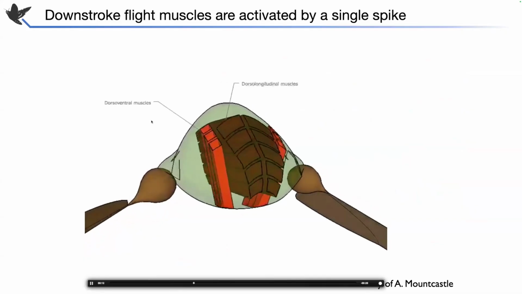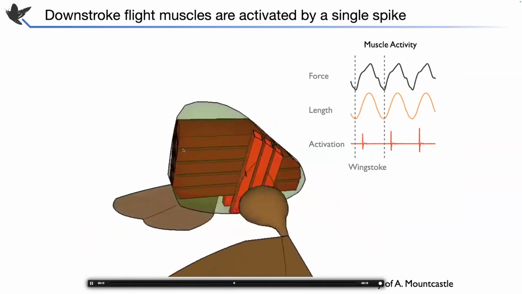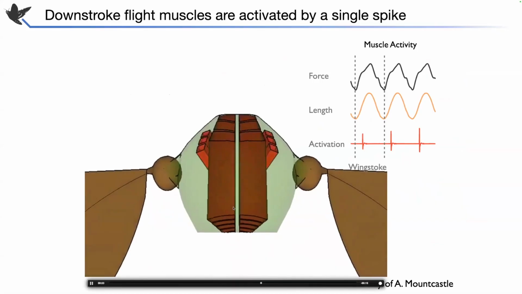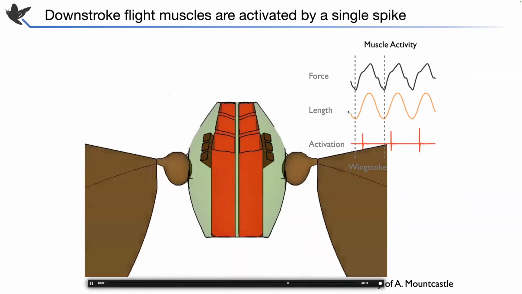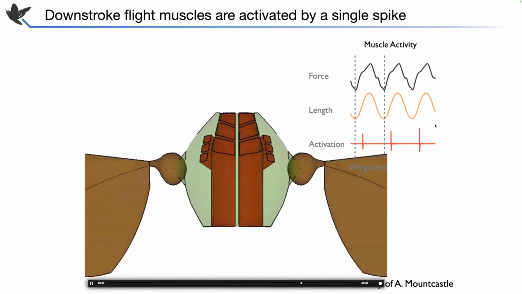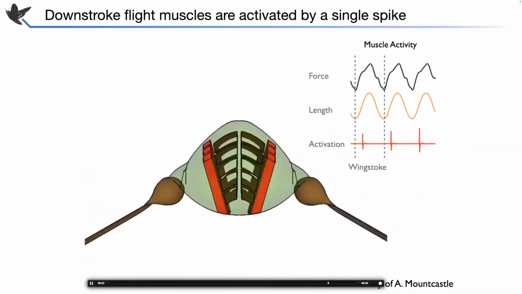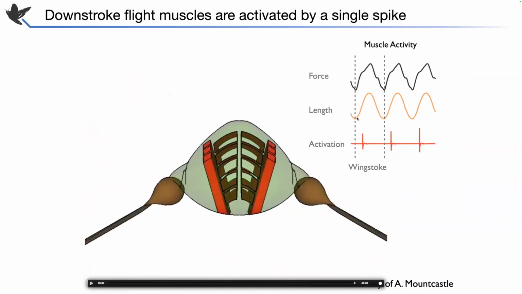And the cool thing is that on each wing stroke, it gets a single pulse of activation. Okay, so as this big dark muscle contracts, the wings are going to move up and down. So we can measure the magnitude of that length change. In our experiment, we're going to play in the length change, we're going to play in the activation, and we're going to measure the force such that we can then plot force versus length and create a work loop.